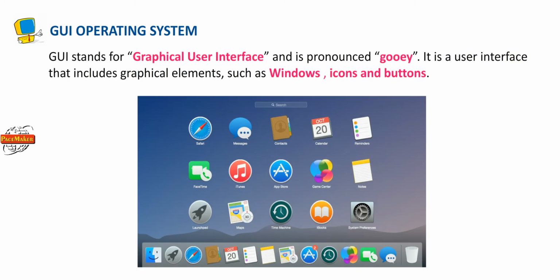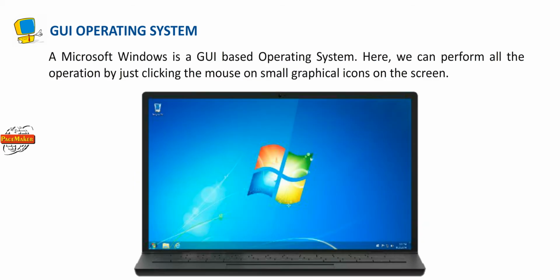GUI Operating System. GUI stands for Graphical User Interface and is pronounced "gooey". It is a user interface that includes graphical elements such as windows, icons and buttons. Microsoft Windows is a GUI-based operating system where we can perform all the operations by just clicking the mouse on small graphical icons on the screen.